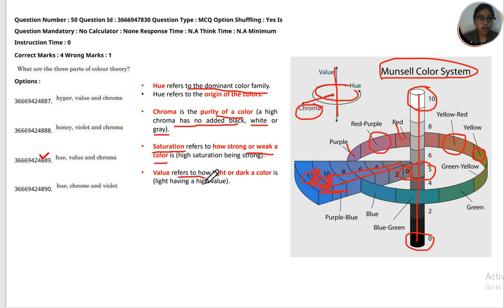Value refers to how light or dark a color is. Light having a high value. If any color, suppose there is a maroon color and there's a red color, value refers to how light or dark a color is. Light having a high value. So when you talk about the darkness or the lightness of any color, you are basically comparing the value.